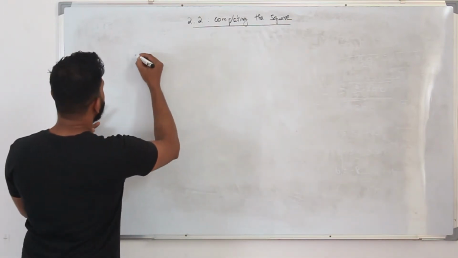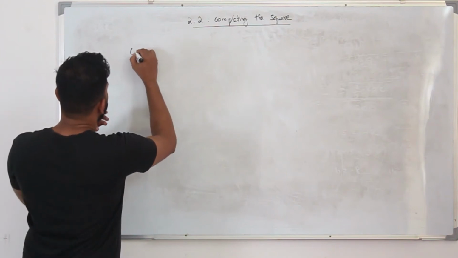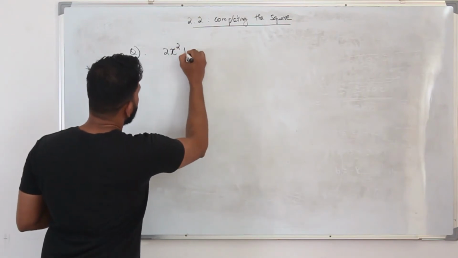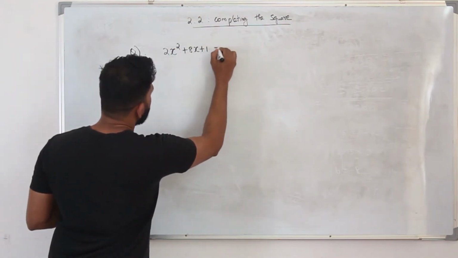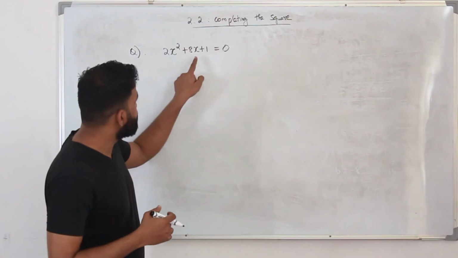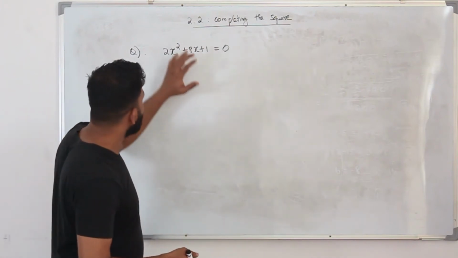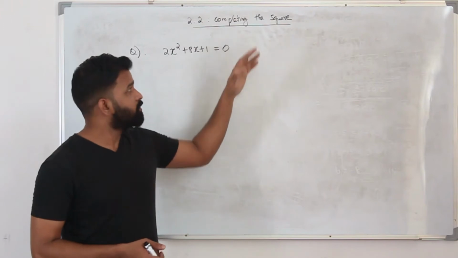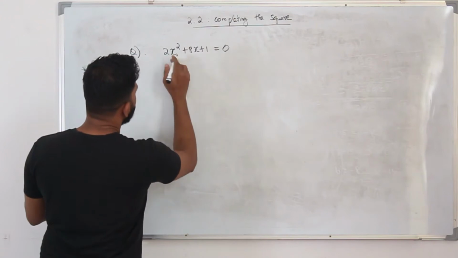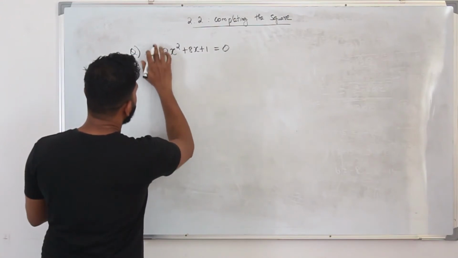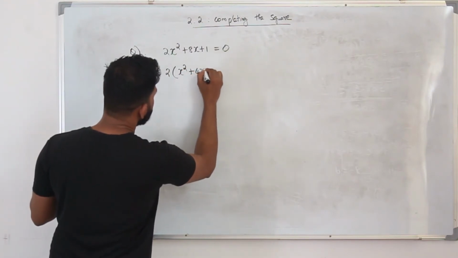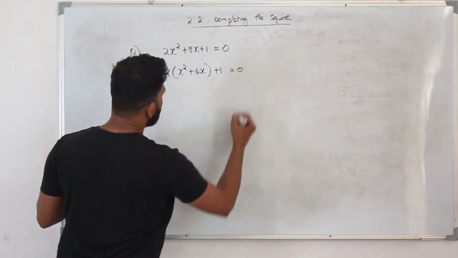Let's say, for example, I have taken this question from exercise 2C: 2x square plus 8x plus 1 equals 0. They want you to solve this quadratic equation by completing the square. So usually in completing the square you take the first two terms. If the coefficient of x square is some number, take the number out. So you will have x square plus 4x plus 1 equals 0.